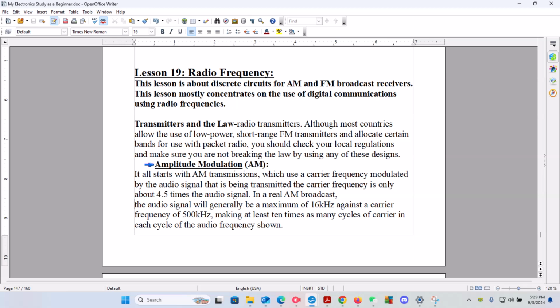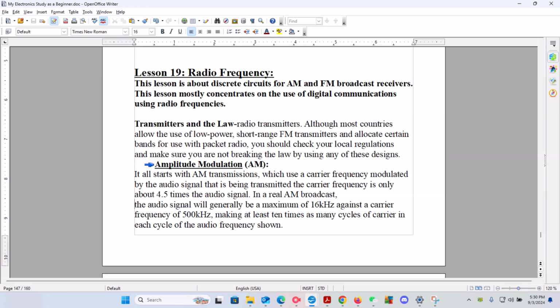Just as a little disclaimer regarding transmitters and the law: although most countries allow the use of low power short range FM transmitters and allocate certain bands for the use of packet radio, you should check with your local regulations to make sure that you're not breaking the law by using any of the designs, schematics, etc. that I'm going to mention.